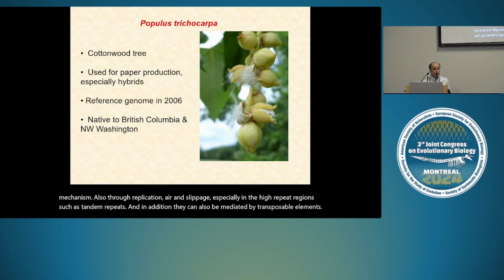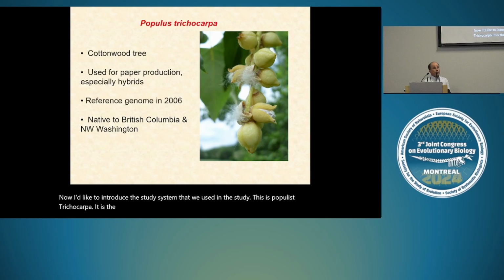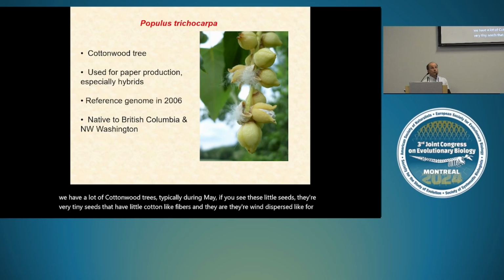Now I'd like to introduce the study system that we used in this study. This is Populus trichocarpa. It is the cottonwood tree. If you live in places, especially in North America, where we have a lot of cottonwood trees, typically during May, if you see these little seeds, they're very tiny seeds that have little cotton-like fibers, and they're wind dispersed. Like, for example, if you ever walked across a sidewalk under a cottonwood tree, or if you parked your car under a cottonwood tree, you probably have seen these.